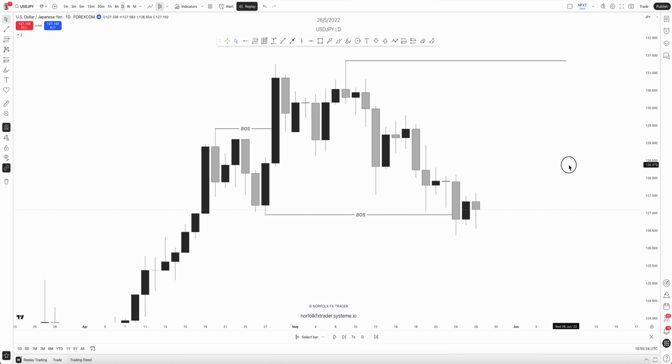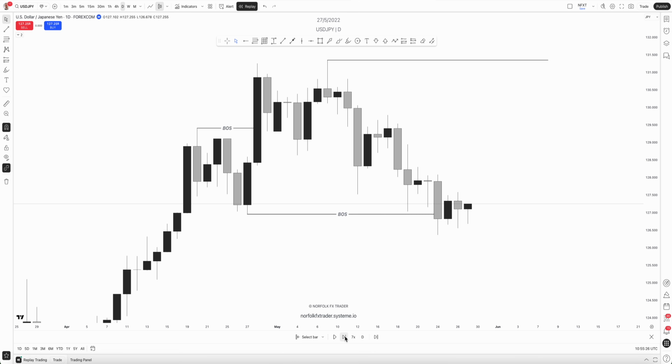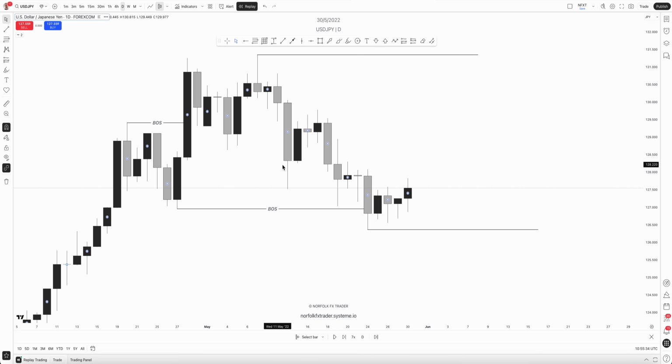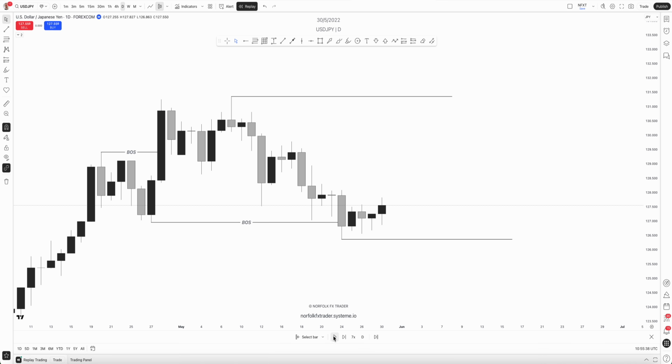We don't have a valid low yet to mark. So let's go through until I find a valid low. So now we've got a valid low I can mark off. So now we have our valid trading range. Very simple. Now we're looking to see if we can identify that wick break or the solid break. Let's see what comes first.